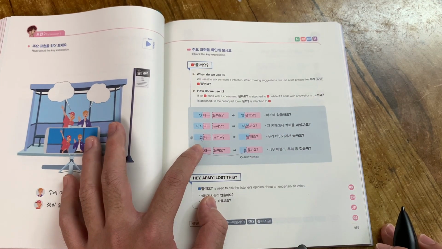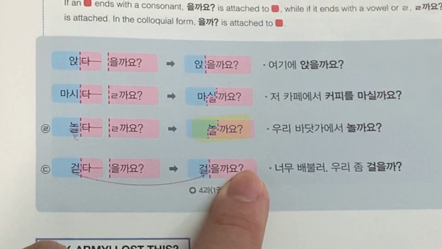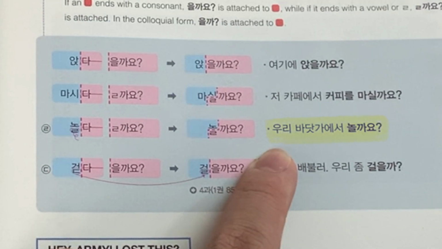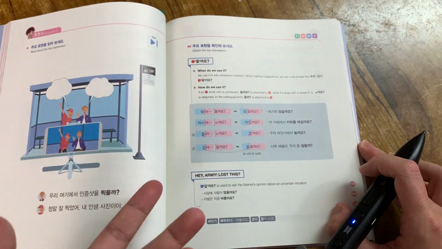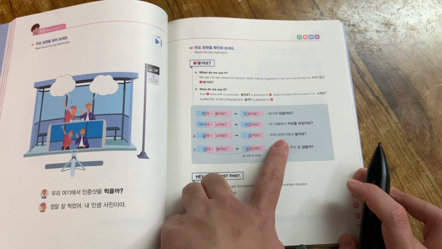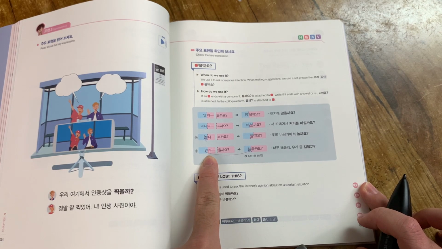Thirdly, we have 놀다, which is to play. We want to use 을까요? 놀까요? 우리 바닷가에서 놀까요? 바닷가 is beach. Also known as 바다, together at that beach. Should we play?